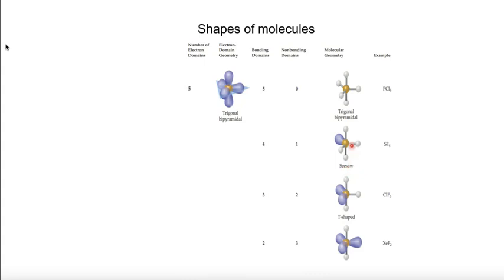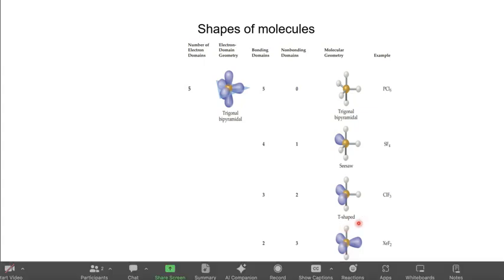One is called seesaw shape, with 1 lone pair and 4 bond pairs. And then 2 lone pairs and 3 bond pairs gives a T-shaped molecule. And then this one is a linear molecule, because lone pairs are not shown in the shape. So this is a linear molecule.